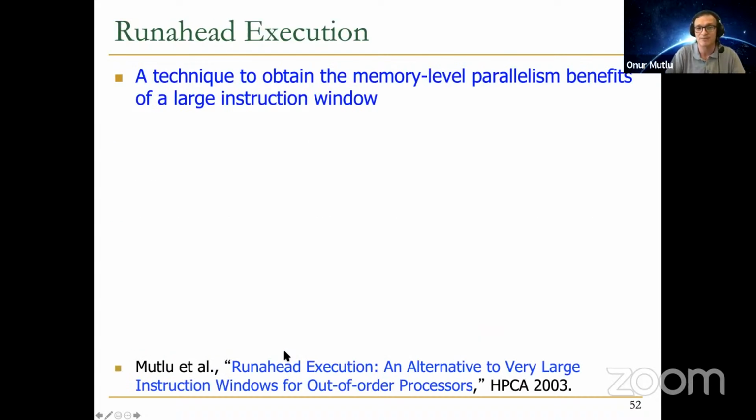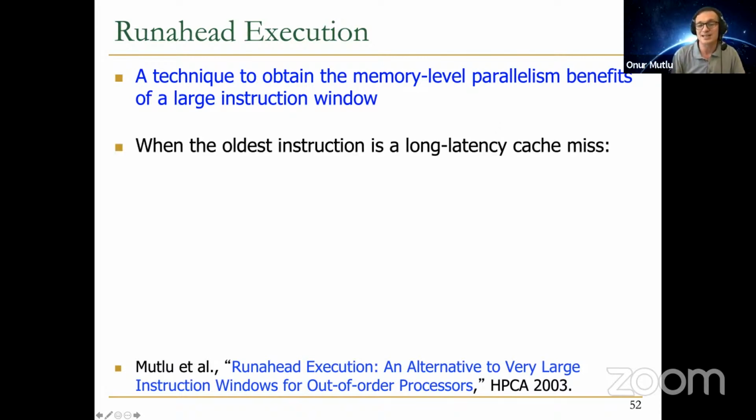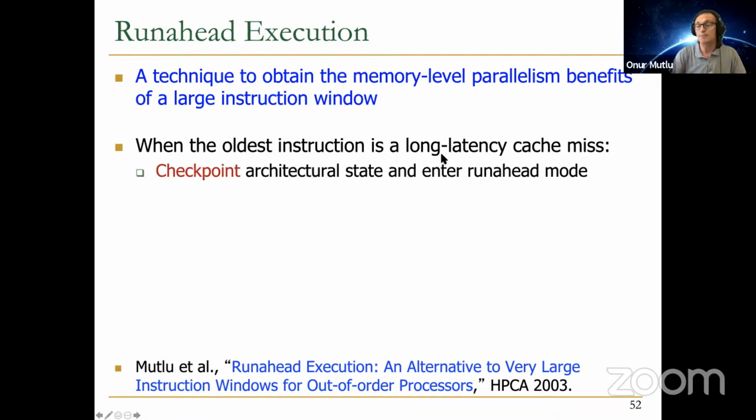So the idea of run-ahead execution is very simple, actually. It's a prefetching technique. That's why we're discussing it, to obtain the memory level parallelism benefits of a large instruction window. And the idea is very simple. As I said, when the oldest instruction is a long latency cache miss, you checkpoint the architectural state. Basically, you save the contents of the register file and the program counter and any other architectural state, architectural registers, not memory, that you need into a special place, because you were going to get back to it.